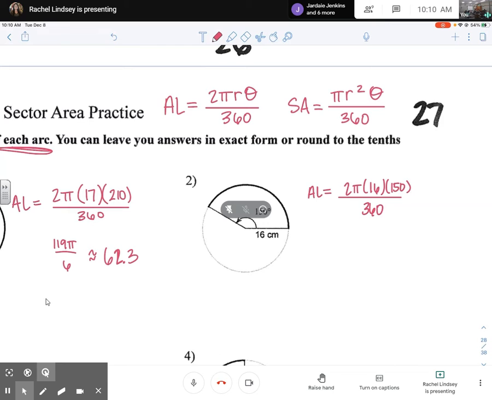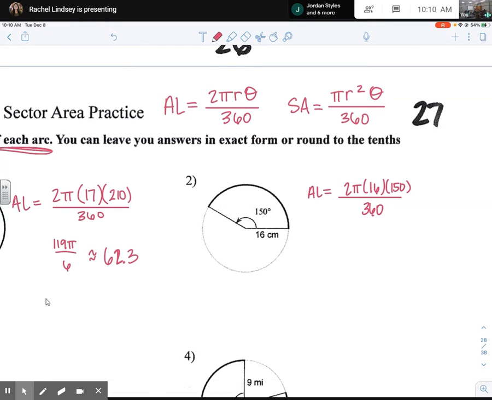You plug that one in. 2 pi times 16 times 150 over 360.